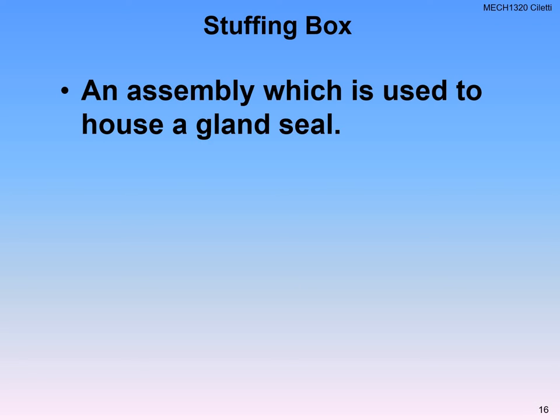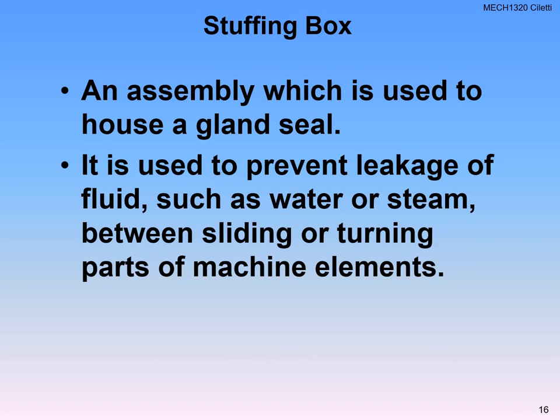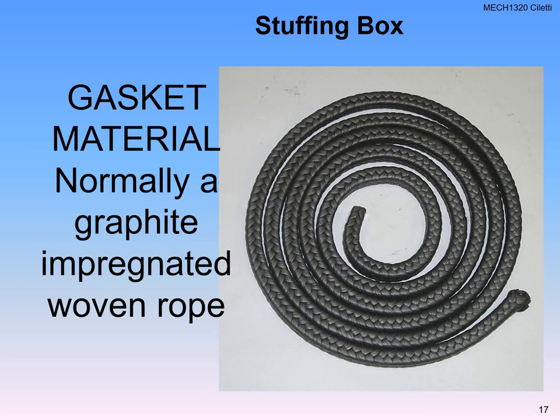Okay, we also have a stuffing box, and we use it to house a gland seal. We use that to prevent leakage of fluid such as water, steam, or anything sliding or turning between parts of a machine. Inside a stuffing box, we use a graphite impregnated woven rope. So we've taken a woven rope and it's got graphite inside of it as well, so it has very strong properties. We use that as a seal.